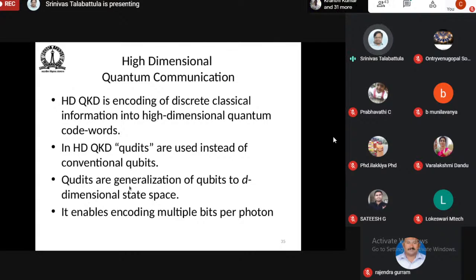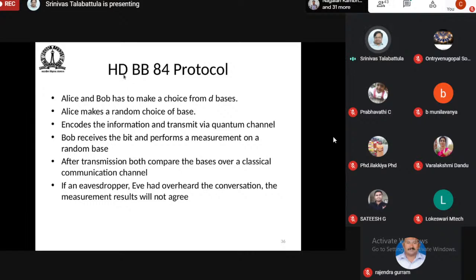The same photon can be in different states. You can express the states of the photon in terms of multiple modes per photon. You can encode the information in terms of multiple bits. I already described this. If you want to use HD QKD with BB84, instead of having two options, you should have d basis options to represent.